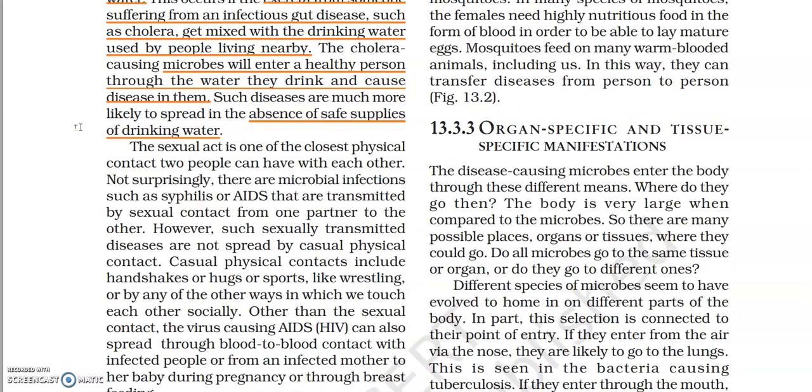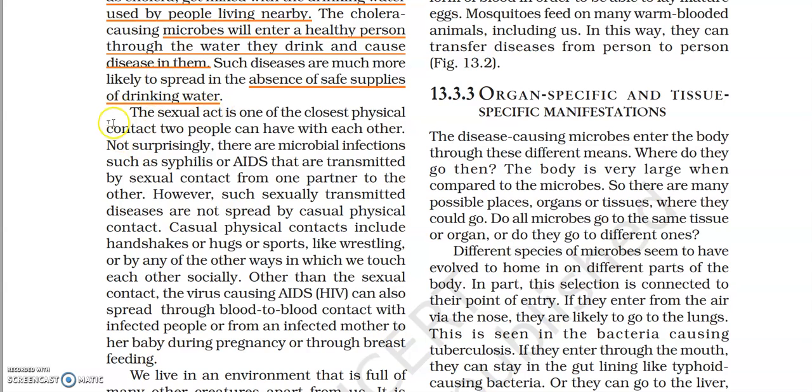Then another way infectious disease can spread is the sexual act. See, the sexual act is one of the closest physical contacts two people can have with each other. So in the case of a sexual act, there is a close contact between two people, right? And not surprisingly, there are microbial infections such as syphilis or AIDS. All right, so these kinds of diseases can be spread in the case of a sexual act.